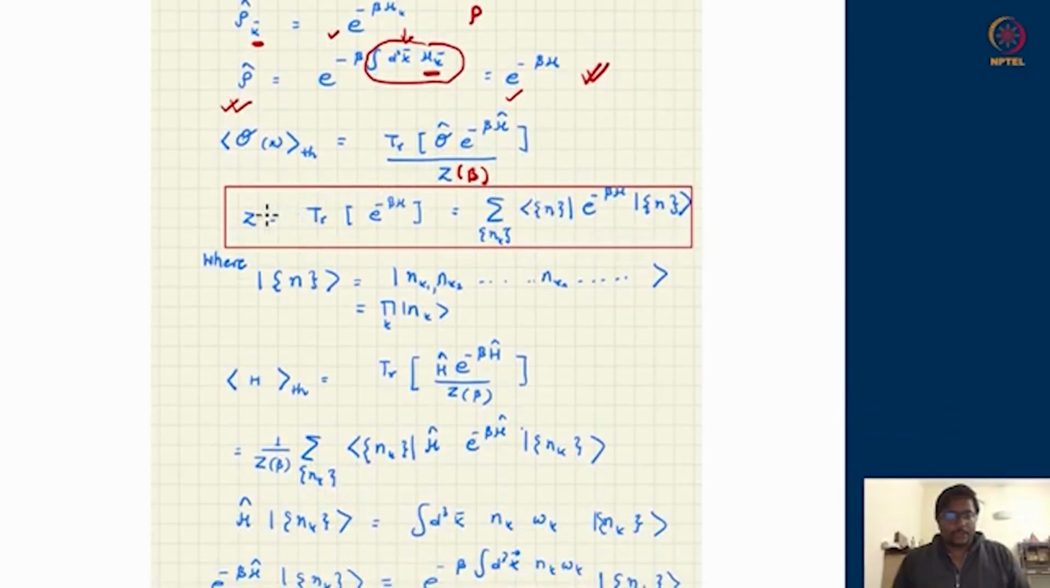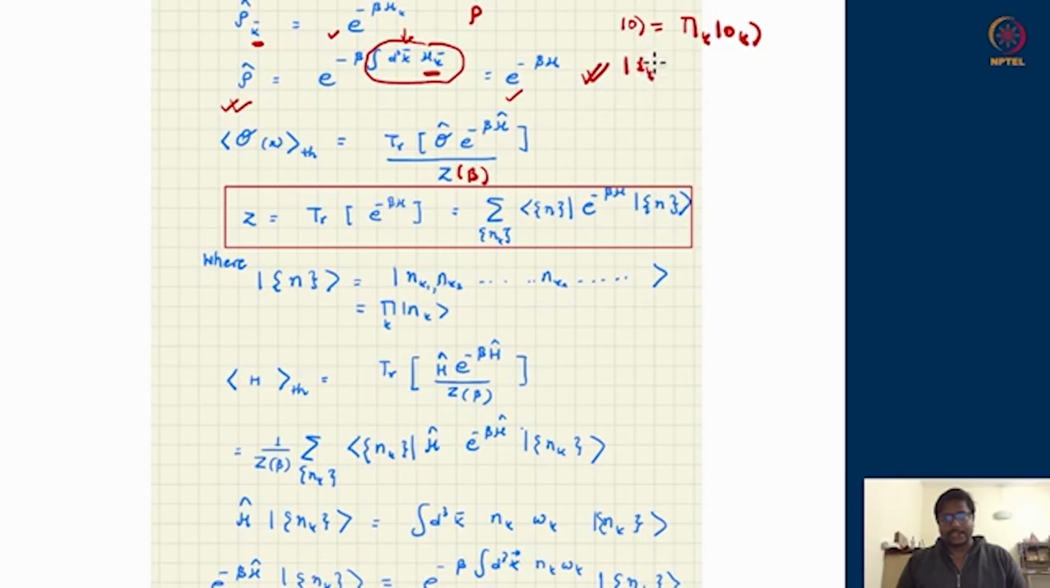Notwithstanding what you want to call it, the definition of Z is nothing but the trace of e to the power minus beta H. That is, if I project this operator in all the possible good quantum bases of the whole quantum field, then sum over all those basis elements, the trace would be that. Now we know the quantum field is made up of a vacuum state, let us say, where all Fourier modes are in their respective vacuum, or let us say one of them is in an excited state.